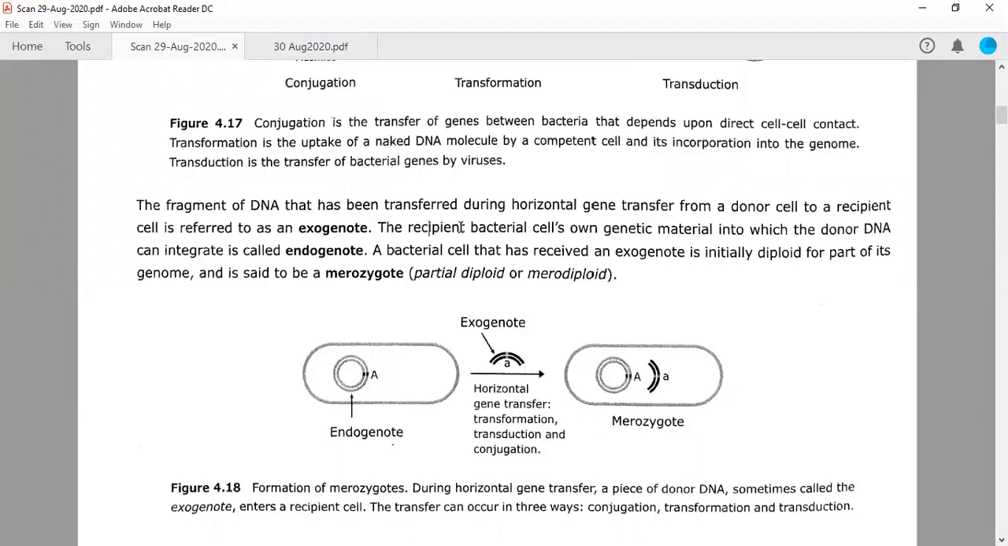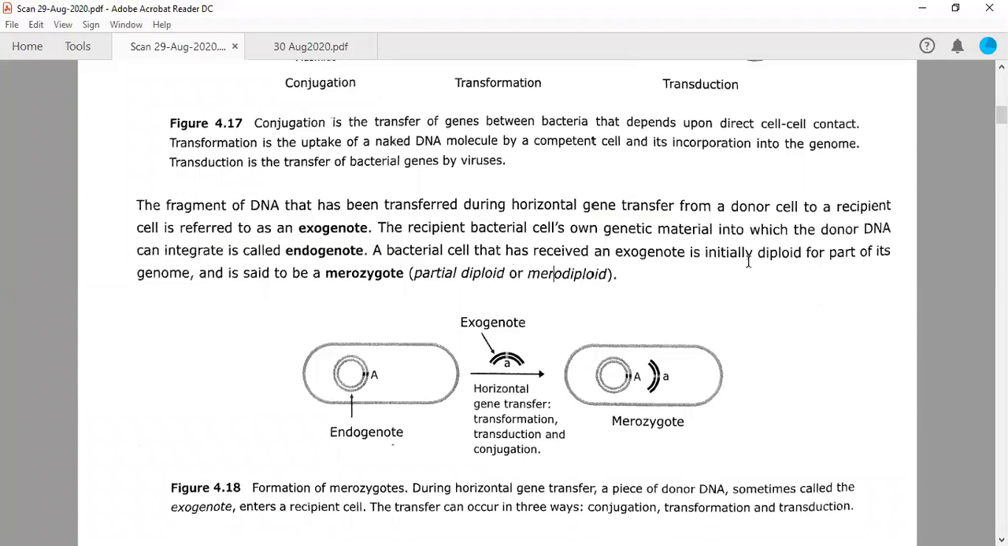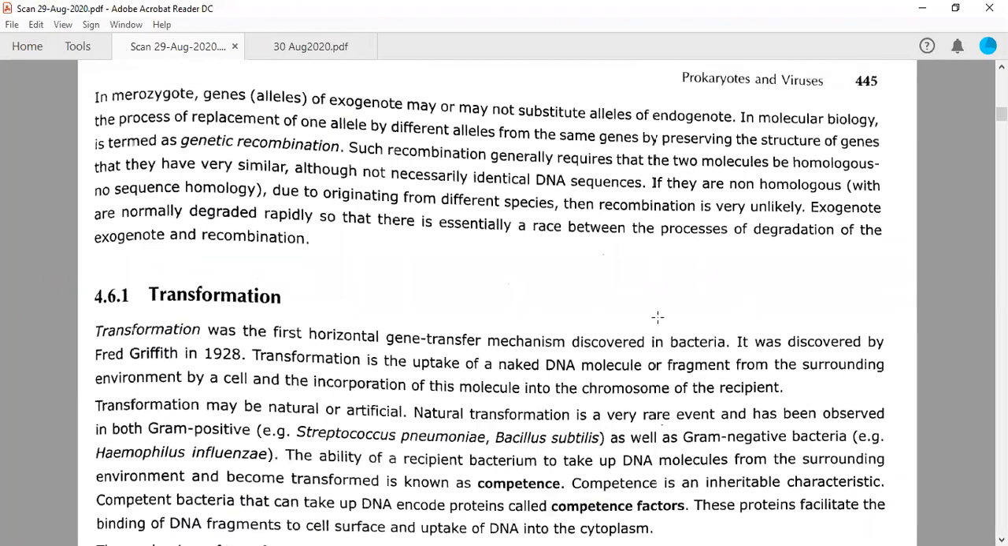The recipient bacterial cell genetic material into which the donor DNA or the exogenote will be integrated is called endogenote. So it is a diploid condition for a part of its genome, and therefore is said to be merozygote, partial diploid, or merodiploid condition. Right?